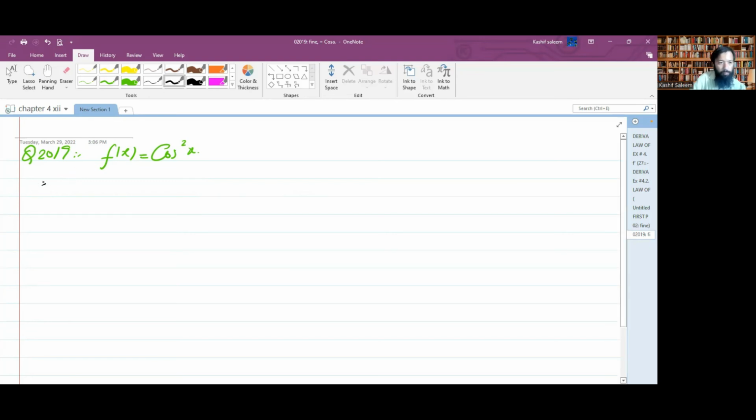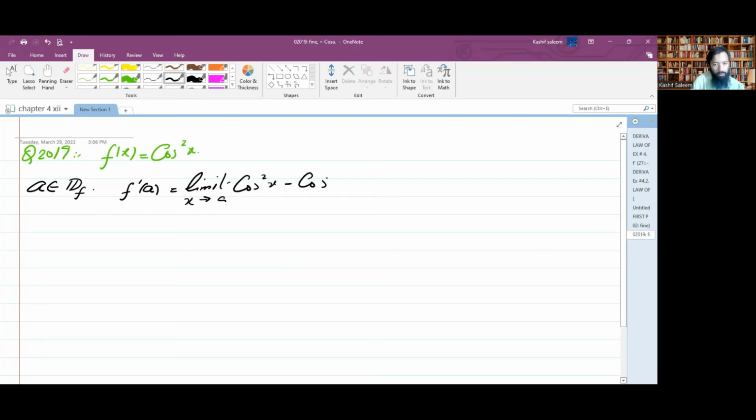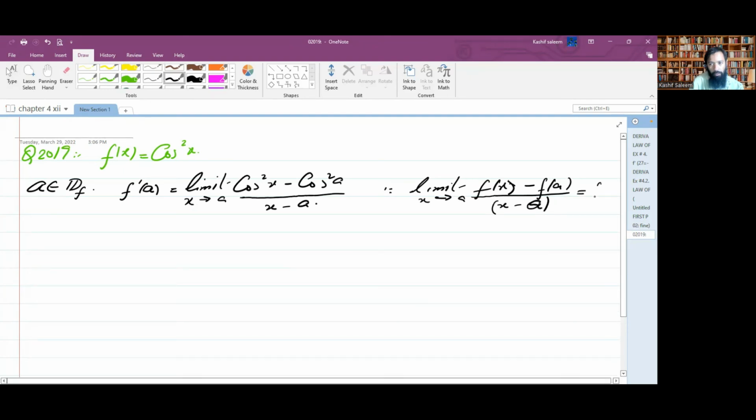Let us take a point a belonging to the domain of f. What is f prime of a? It is the limit as x approaches a of cos square x minus cos square a divided by x minus a, since the limit as x approaches a of f of x minus f of a divided by x minus a is equal to f prime of a.